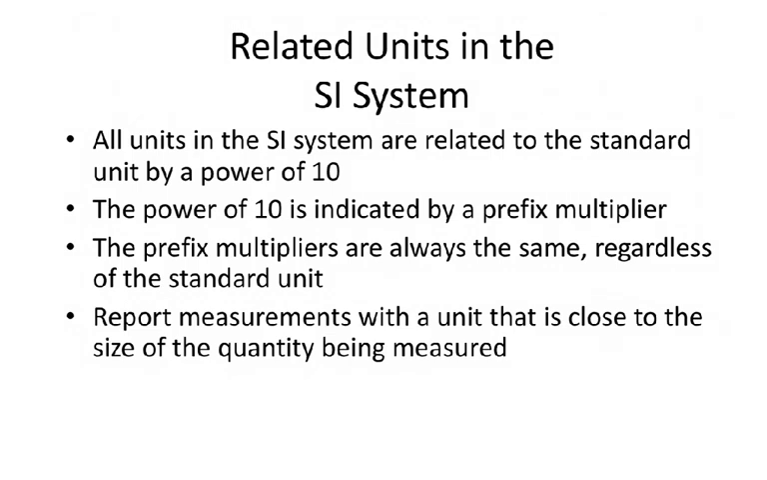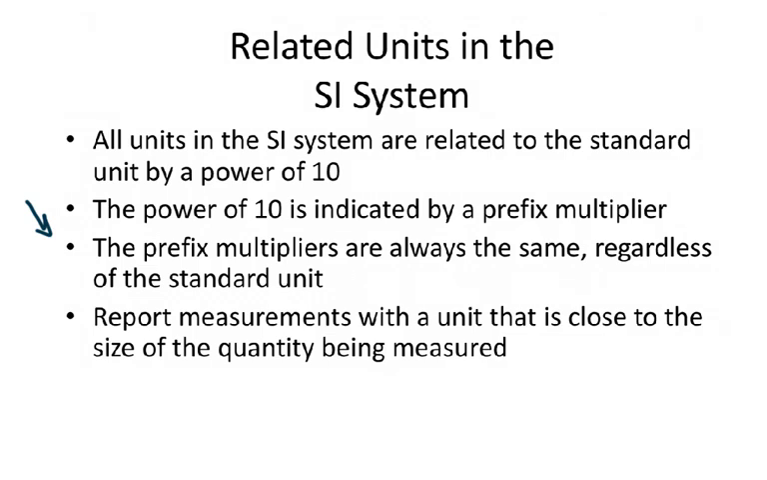Now, the prefixes that we're going to be looking at are based on a power of 10, which means when you move the decimal point either to the left or to the right, you are multiplying it by a factor of 10. Now, if you look at this third slide here, the prefix multipliers are always the same regardless of the standard unit. If you're measuring length, which is in meters, versus, let's say, mass, which is in grams, the prefixes have the same value. For instance, you have centigrams or centimeters, it would be the same value. Kilograms, kilometers, kiloseconds. Again, the prefix kilo, you'll see, has the same value of 1,000.